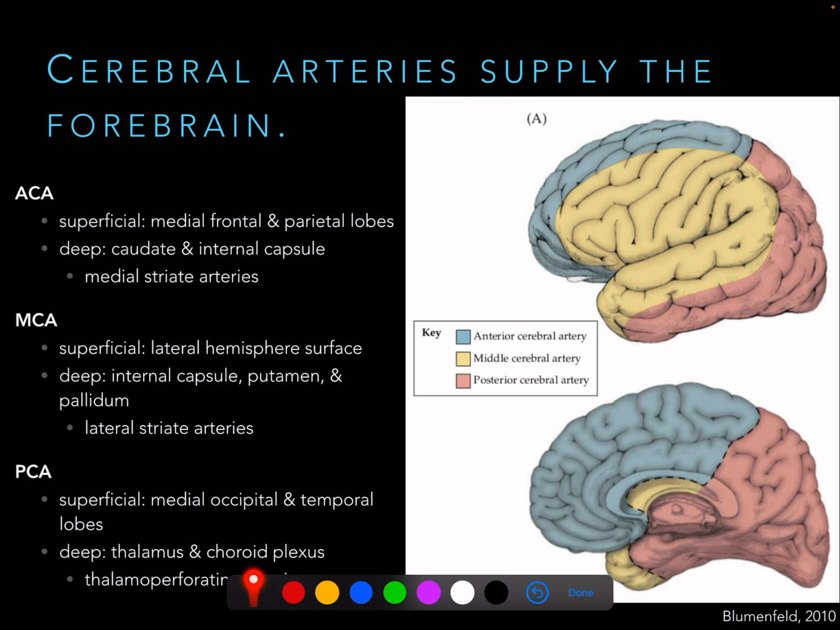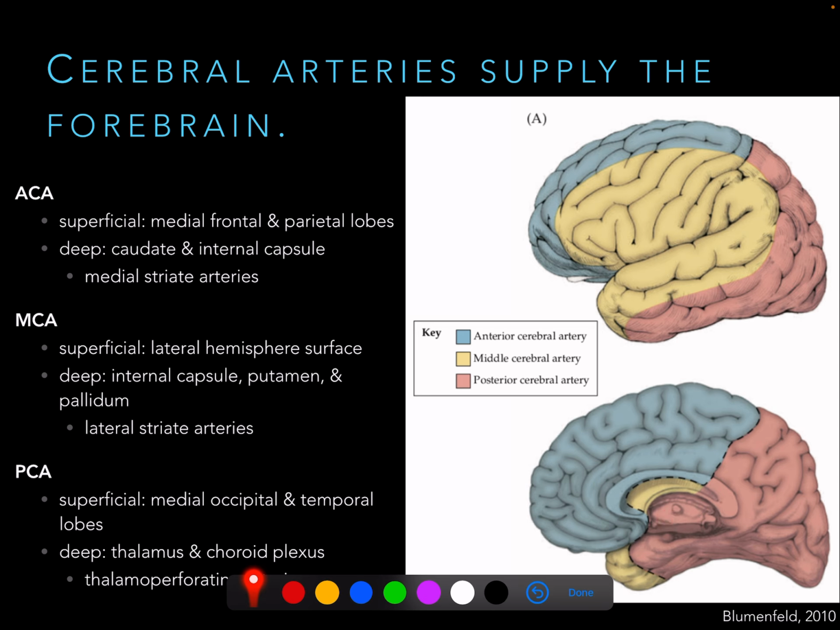So that means that the anterior cerebral artery is going to hit more of the frontal and parietal lobes, hitting a large part of the corpus callosum here. And the posterior cerebral artery is going to hit more of the occipital, a bit of parietal, and temporal lobes here. Notice it also serves the thalamus.